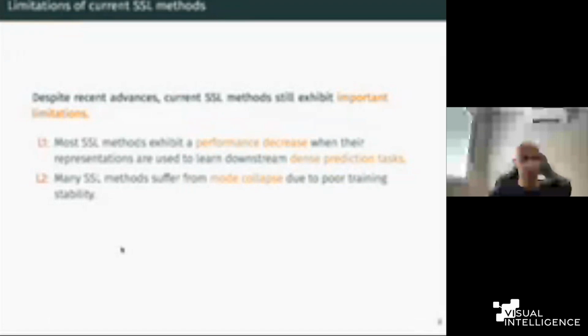Most of those methods are very prone to collapse, and we're gonna talk more about that as well. And basically, those methods are very difficult to train by nature, because we don't have labels, right? Since we don't have labels, the self-supervised signal is very noisy, and to train those methods, we usually need to come up with some clever way to avoid trivial solutions.